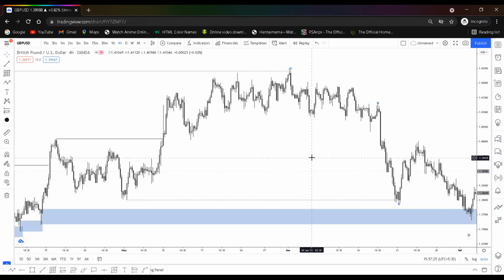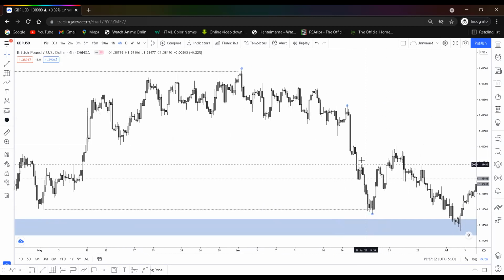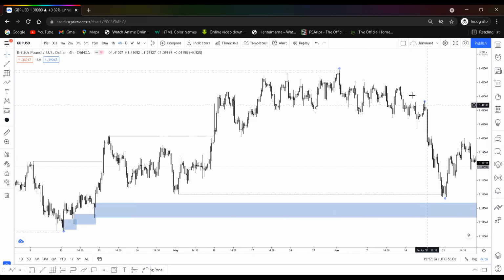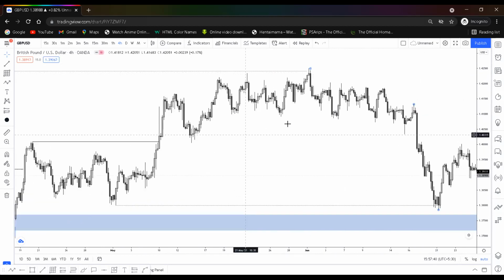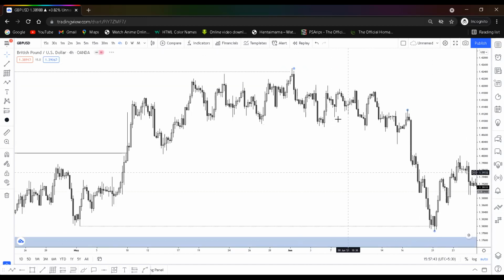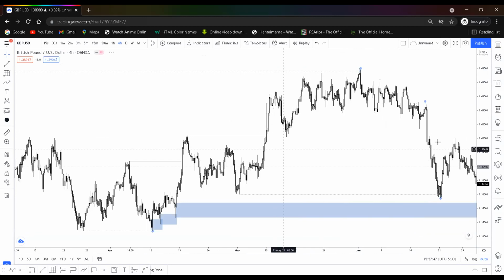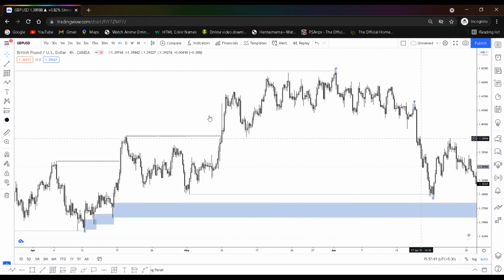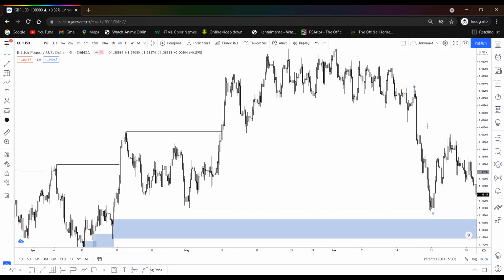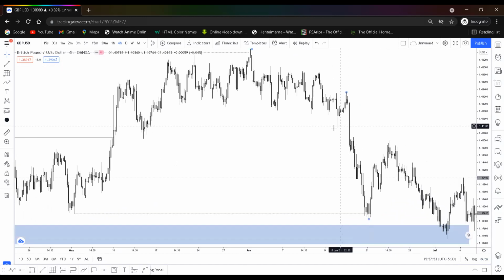How do we know the distribution is over? They'll give us a breakout structure, and that is simply Wyckoff. You don't have to use it, but this was a perfect Wyckoff schematic. So after this, we should expect price to pull back down. Honestly, I don't use Wyckoff schematics. I use only the 3 laws of Wyckoff.